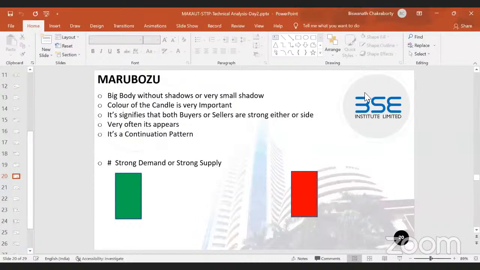If we draw the Marubozu on an OHLC, then definitely the OHLC will look like this. That is our A bar. And on the red side, that can be our B bar, where we referred to pure buying and pure selling. Clear? Yes.